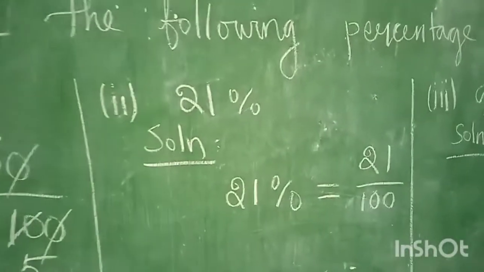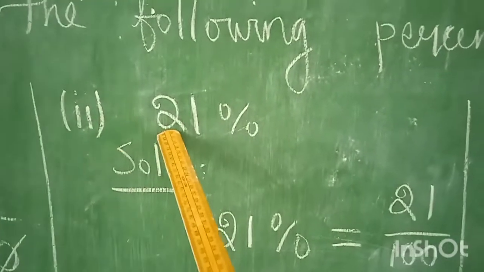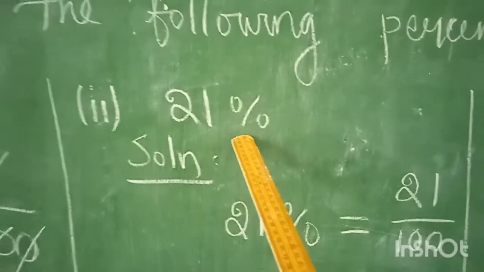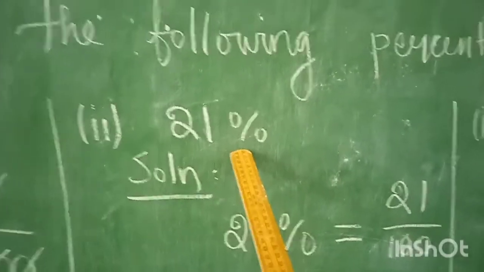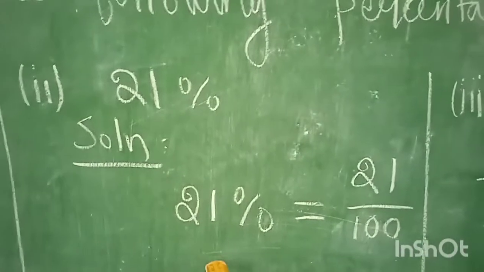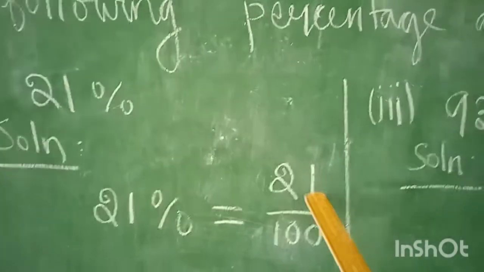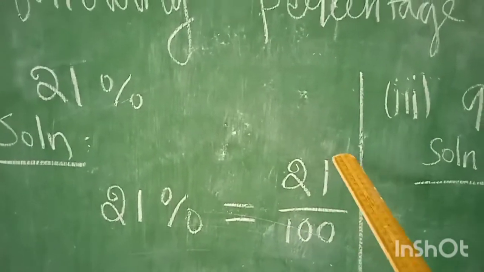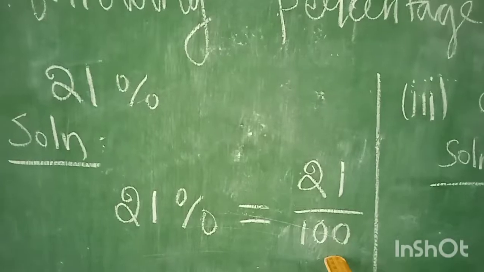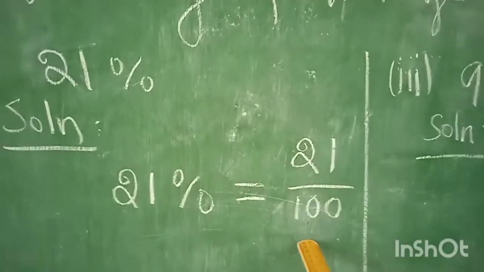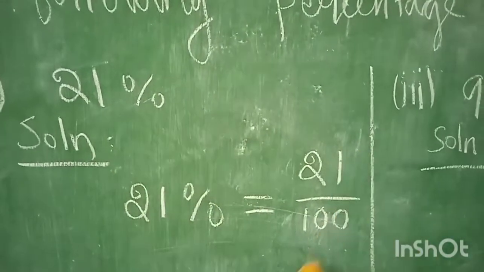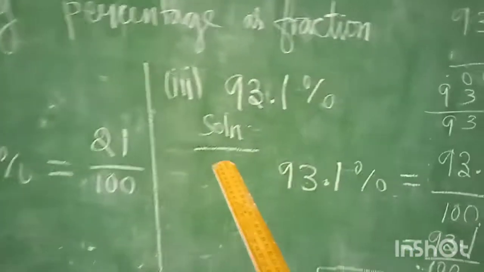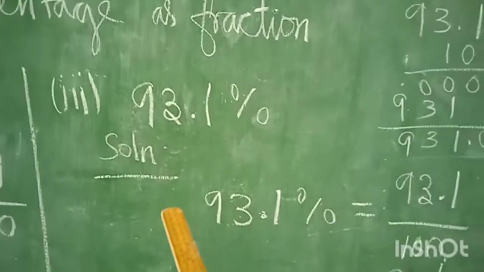Next, we will see one more example. 21%. So, 21% means out of 100, we know, right? So, 21% equals 21 upon 100, you are writing. So, there is no common multiple here. So, we can't do the cutting here. So, directly you can write it as the answer. This is your final answer: 21 out of 100. Next, we will see some more examples for your better understanding.